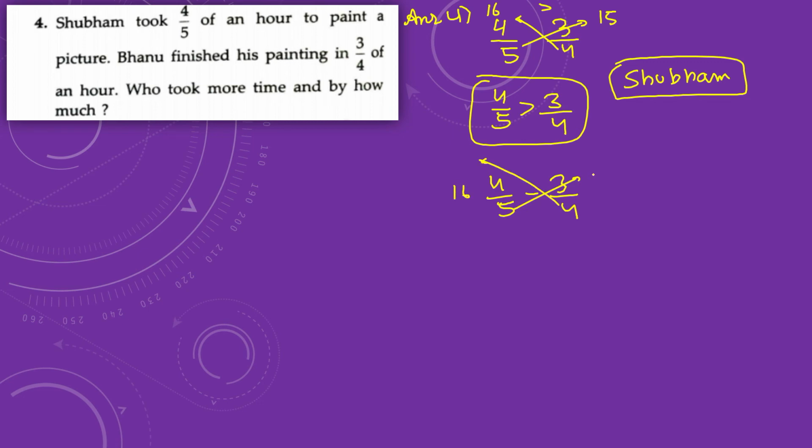I get 16, 15. And as there's a minus sign, we are going to subtract these both values. 16 minus 15 equals 1. And the denominator will be the product of these two numbers, that is 5 into 4, 20. So Shubham took more time by 1/20 hour, or by 3 minutes if you convert them into minutes like this. So the question is pretty clear.